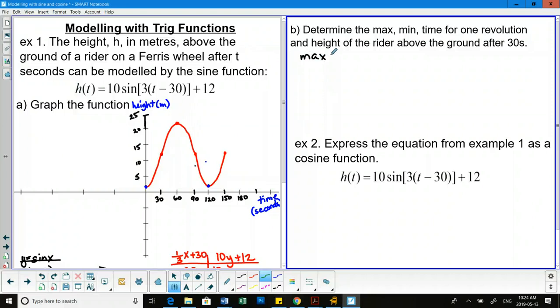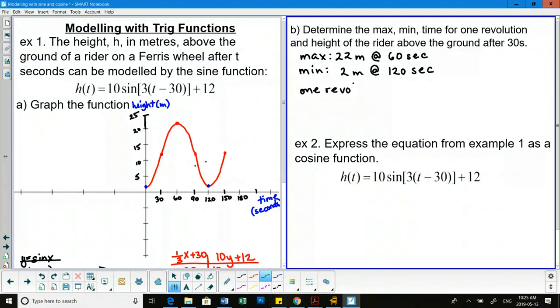What's my max height? 22 meters. Okay, and it happens at 60 seconds. And how about the minimum? 2 meters, and when does it happen? 140 seconds. Yep. How long does 1 full revolution around the Ferris wheel take?